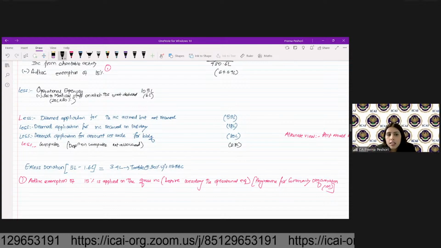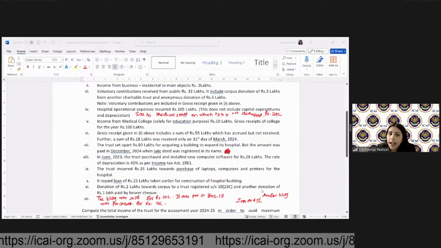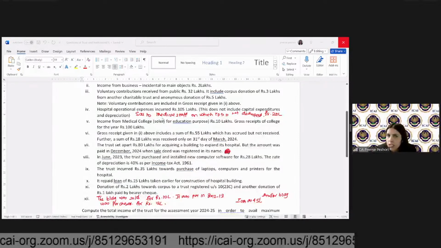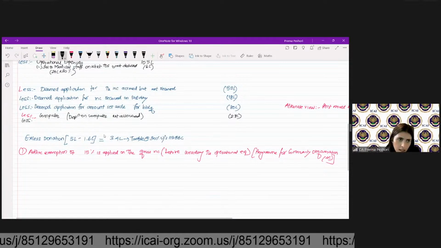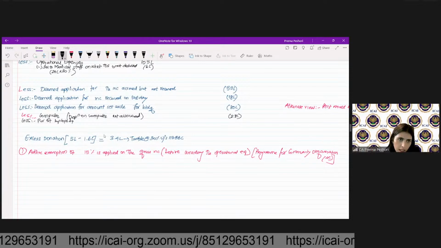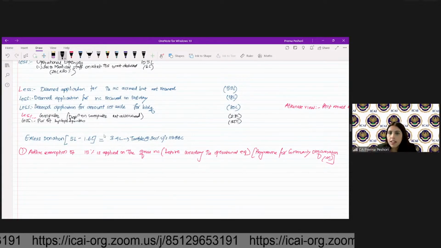Then the trust has incurred 35 lakh towards the purchase of laptops, computers and printers for the hospital. So again, that will be allowed to me. So 35 lakh, I will consider this as an application of income. Less purchase of laptops and printers, 35 lakh.